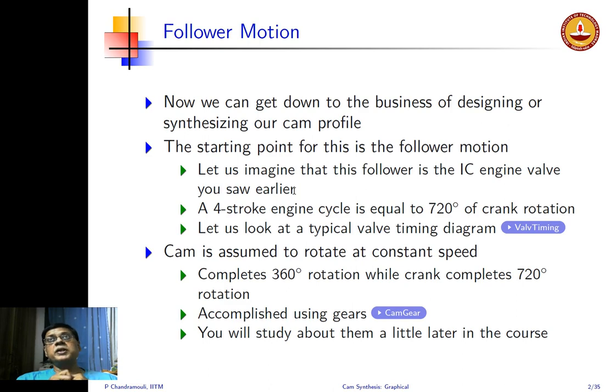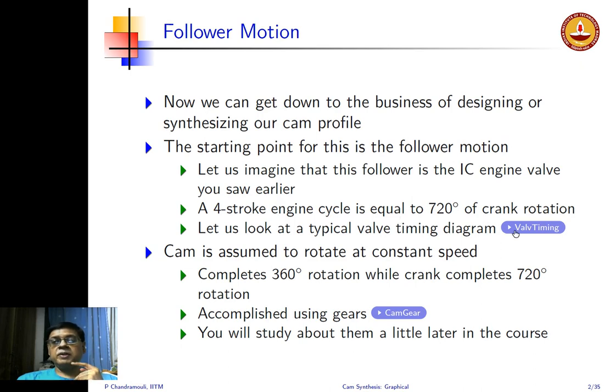Okay, the starting point, as I said, is the valve. The follower motion has to be prescribed in order to design a cam. We'll have to come up with the follower motion for one full rotation of the cam. So we saw the IC engine valve earlier. A four-stroke engine typically corresponds to 720 degrees of crank rotation. Remember that the camshaft will only rotate 360 degrees.